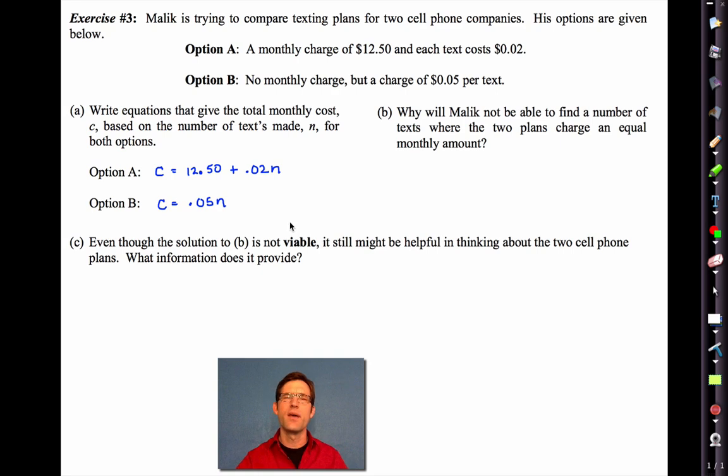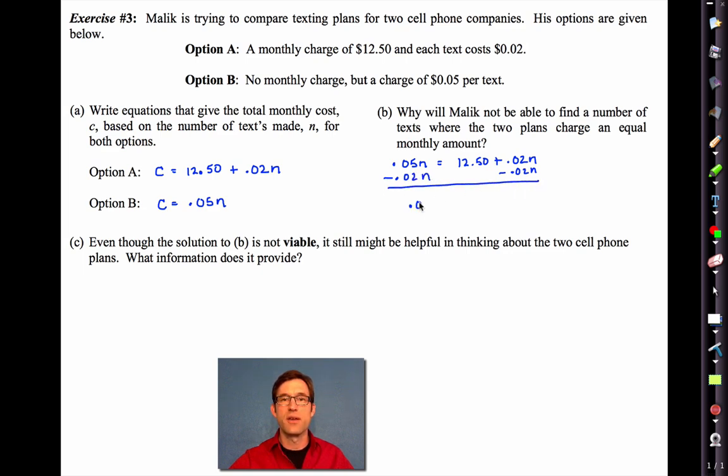All right. Letter B says, why will Malik not be able to find a number of texts where the two plans charge an equal monthly amount? All right, well, let's actually try to figure that out. Let's set option B's cost equal to option A's cost. I mean, if they're asking us why we can't do it, I say we dare them and say, well, we're going to actually figure out the number of texts when the two plans cost the same.